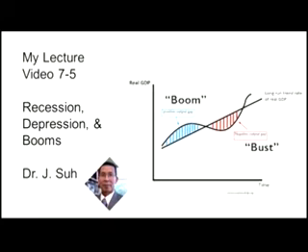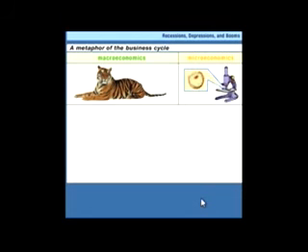In macroeconomics, the economy is an organism. Rather than the micro approach, where we analyze the cells, in macro we're looking at the whole animal. And if the economy is an organism, then these are its vital signs.